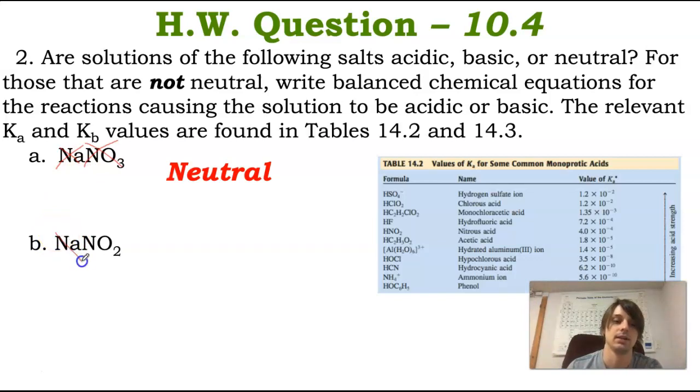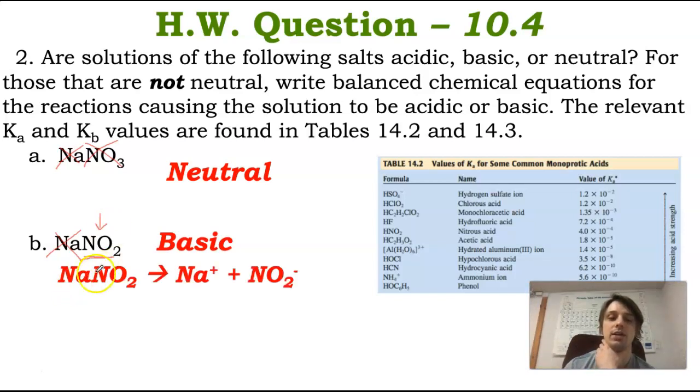Letter B, Na, part of a strong base. Doesn't matter. NO2, is that part of a strong acid? No, therefore it matters. So what should this be? You should write basic. If the anion matters, it's basic. All right, so what about that balanced chemical equation? Well, I know this substance dissociates and creates this. And the Na doesn't matter, so I'm going to show that it's basic focusing on this. Well, how can I focus on this and show that it's basic?